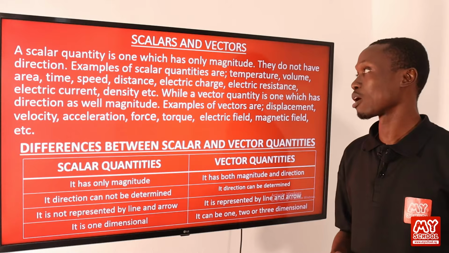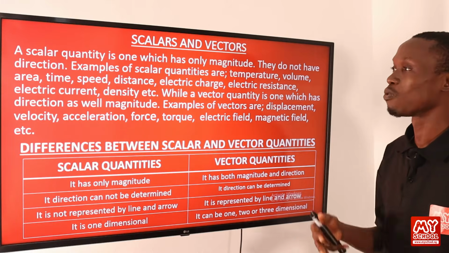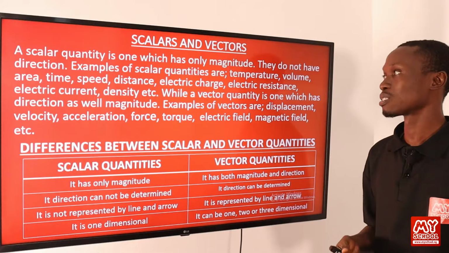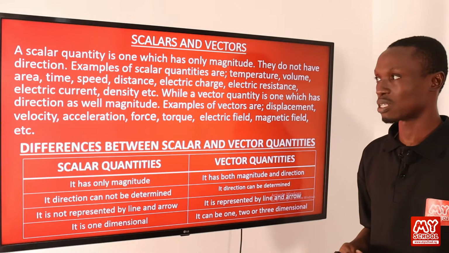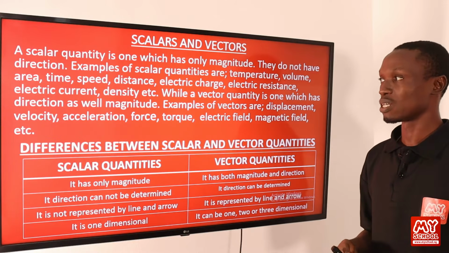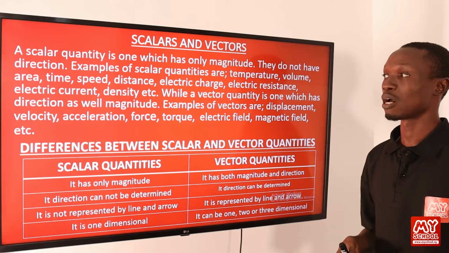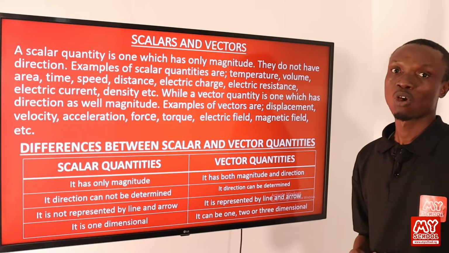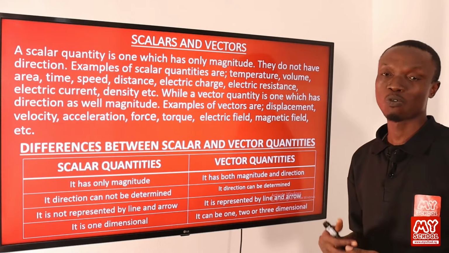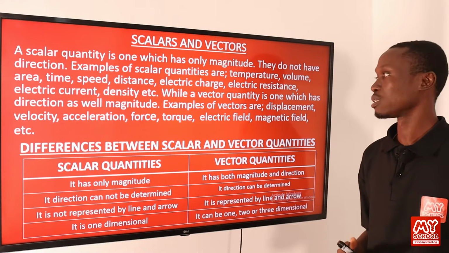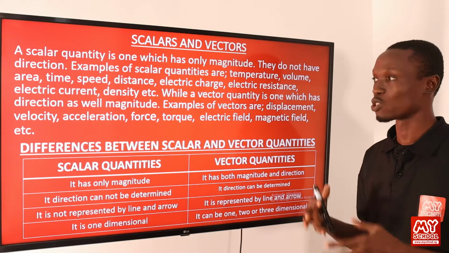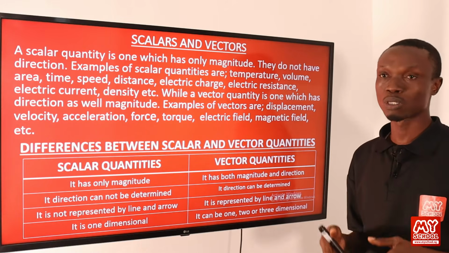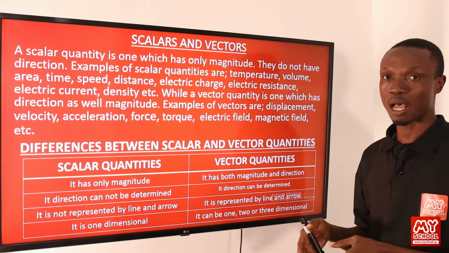Examples of scalar quantities are temperature, volume, area, time, speed, distance, electric charge, electric resistance, electric current, density, etc. They are all examples of scalar quantities. While the other type of quantity, called vector quantity, is one that has both magnitude as well as direction. So when representing them, you mention the magnitude as well as the direction.